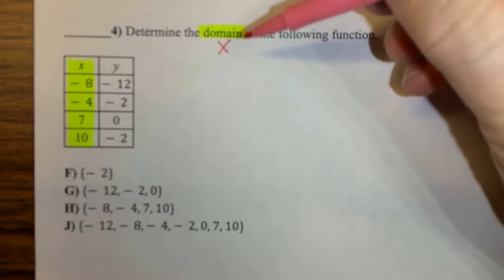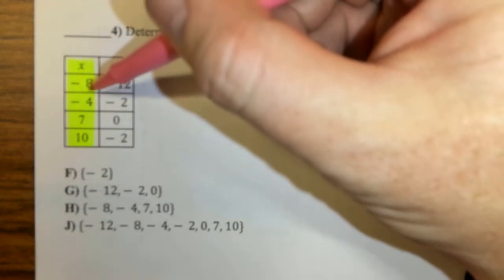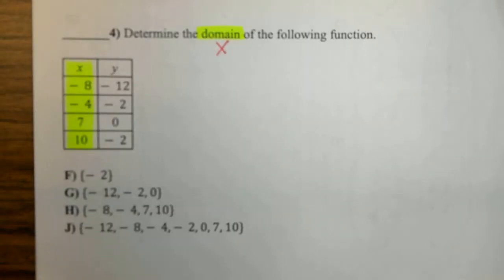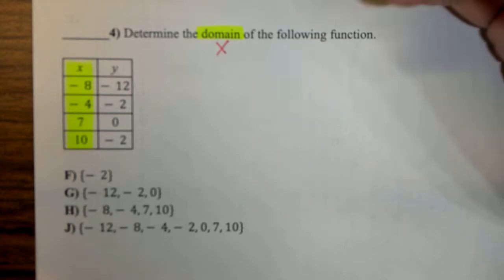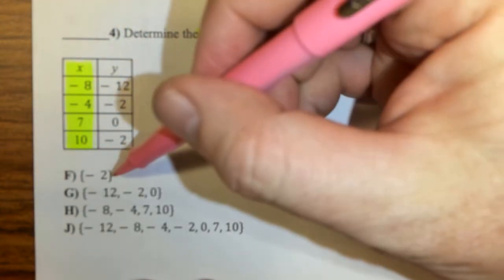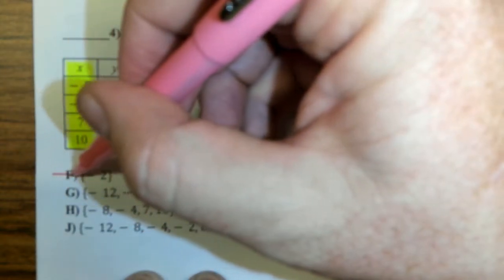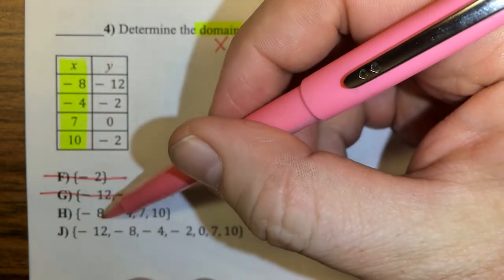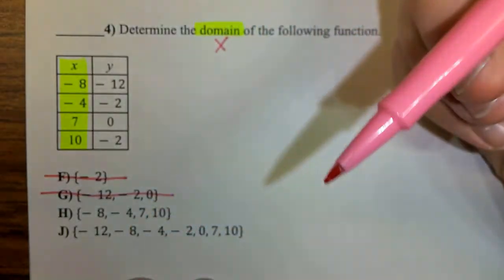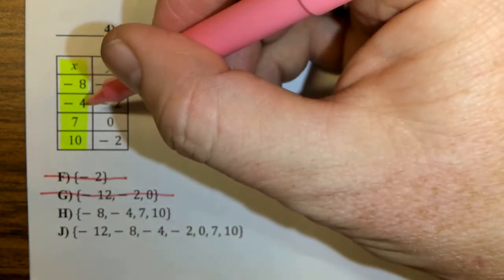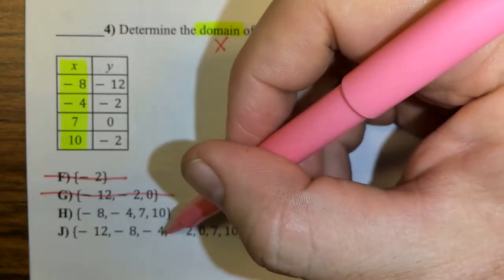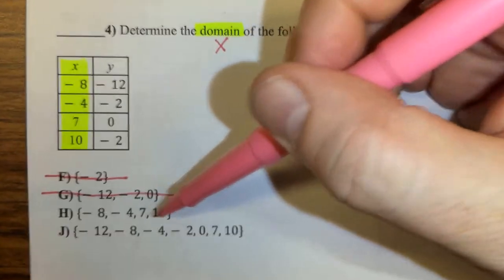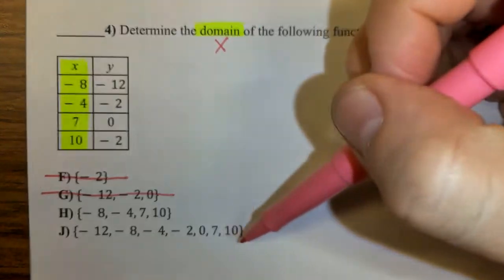Okay, because domain is x, I only look at x and I want these 4 numbers and nothing else. Because none of them repeat, I should have all 4 in my answer. So look, I should have negative 8. Look at this one. No negative 8. G has no negative 8. H has a negative 8. J also does too. Okay. So I go to the next one. Negative 4. I have negative 4, negative 4. Okay. 7, 7, 7. 10, 10, 10.